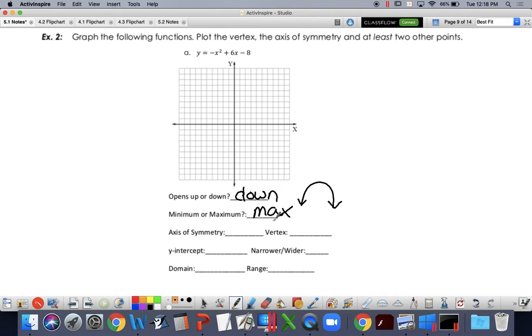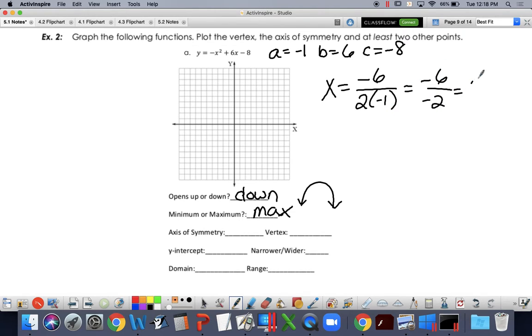Now for my axis of symmetry, here's where we're going to start to do a little bit of work. I've got negative x squared plus 6x minus 8. So my a is negative 1, my b is 6, my c is negative 8. This is just like the quadratic formula, right? Everybody see we're still using a, b, and c. If I want to find my axis of symmetry, I do negative b divided by 2 times a. So I get negative 6 over negative 2. I get x equal to 3 is my axis of symmetry.